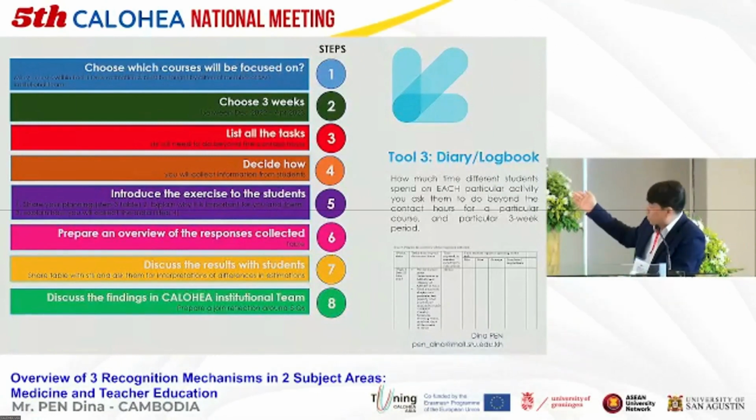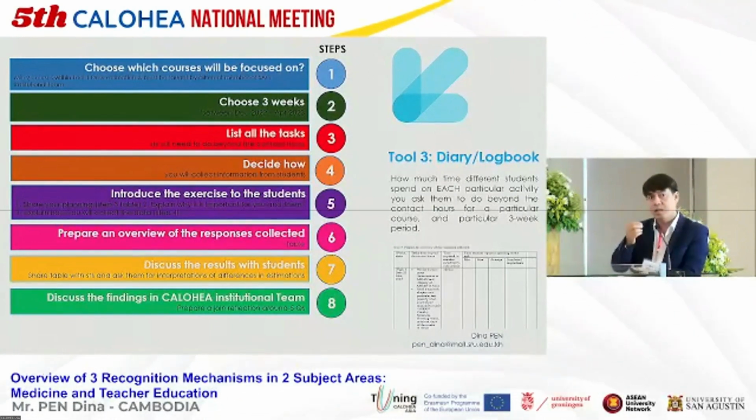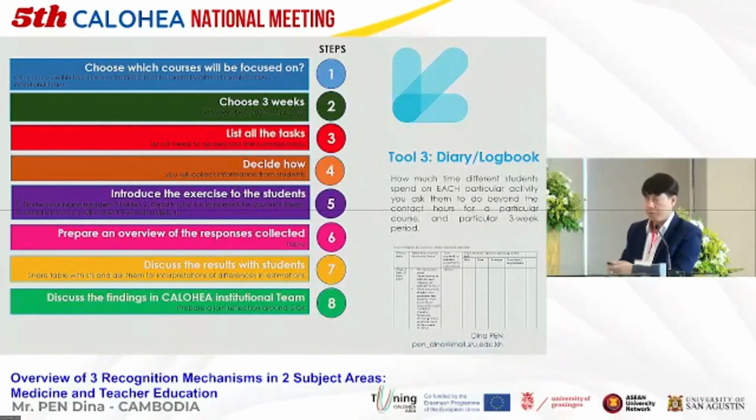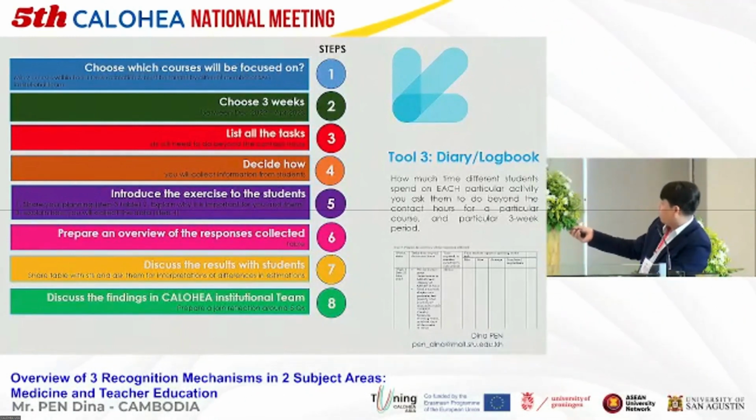After we have chosen the courses and the time frame, we have to decide how we are going to give the students the assignment in one of those subjects, but we have to choose at least 2. So we assign the students an assignment, and the academic staff list down all the activities that students need to do for the assignment. After we have designed this list, we go to the students and share with them how we are going to collect the information from them. Finally, we introduce the exercise.